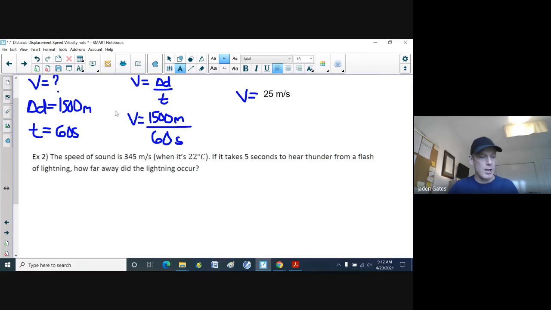All right. Now we got another one here. The speed of sound is 345 meters per second when it's 22 degrees Celsius. If it takes 5 seconds to hear thunder from a flash of lightning, which is roughly what happens, how far away did the lightning occur? All right, so how far? We're talking about a distance. So I got a delta D here. That's what I'm trying to find out.